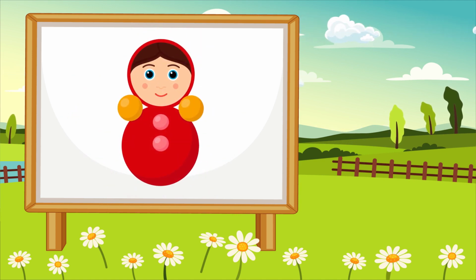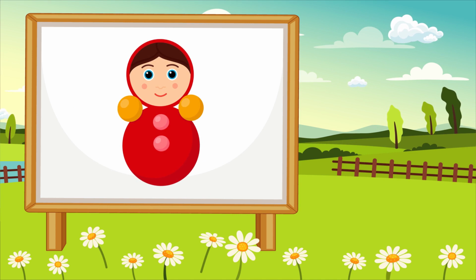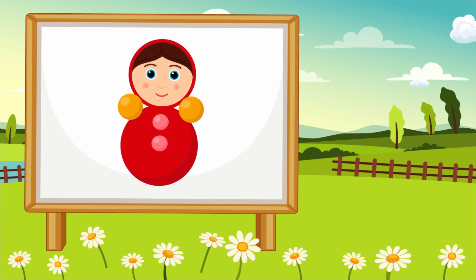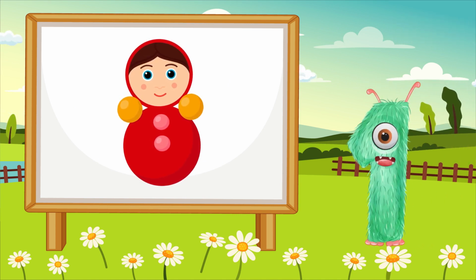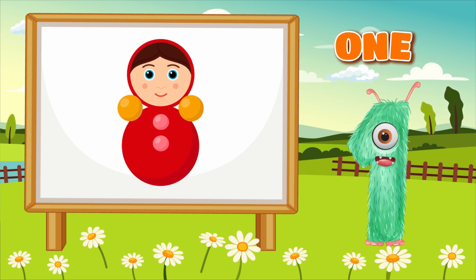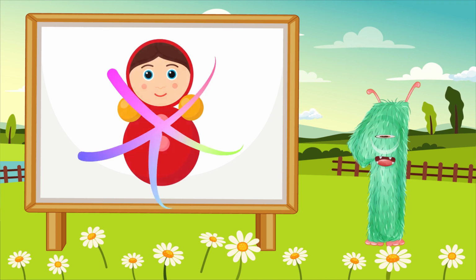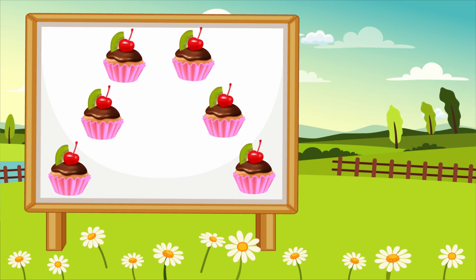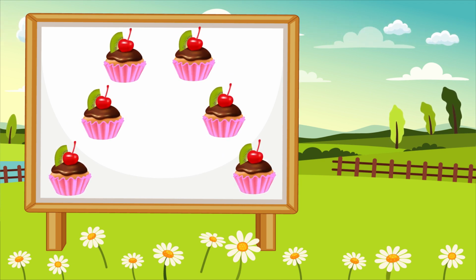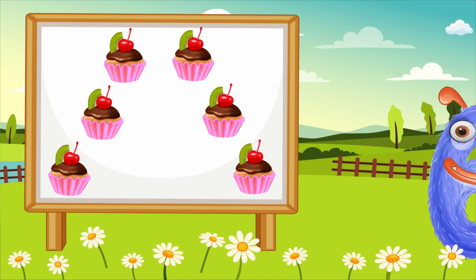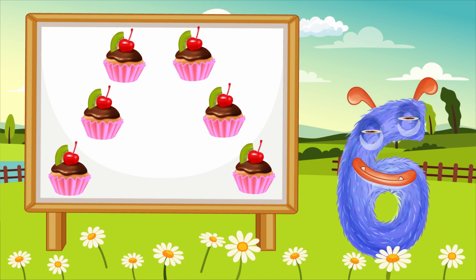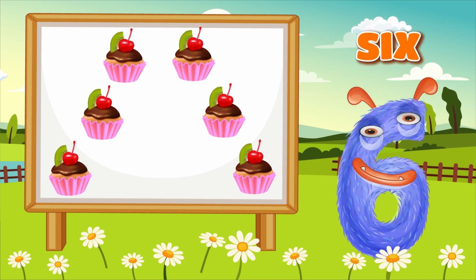How many objects are here? 1. 1 object. Yay! How many objects are here? 6. 6 objects.